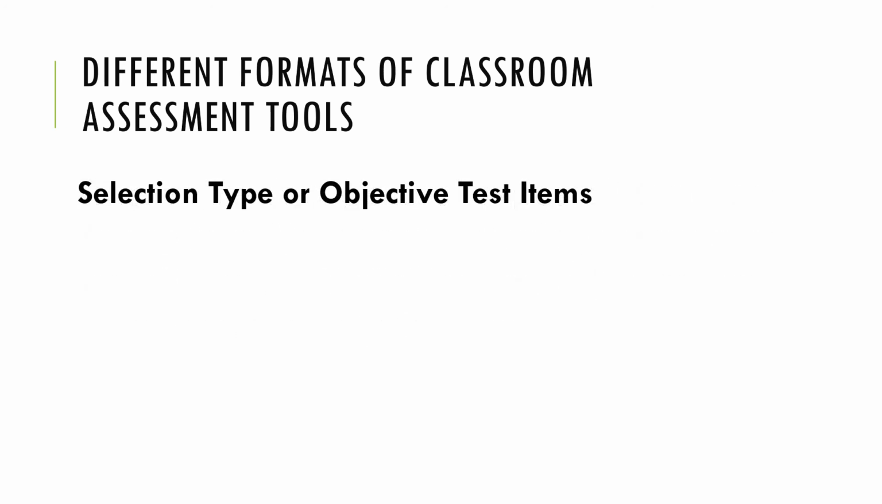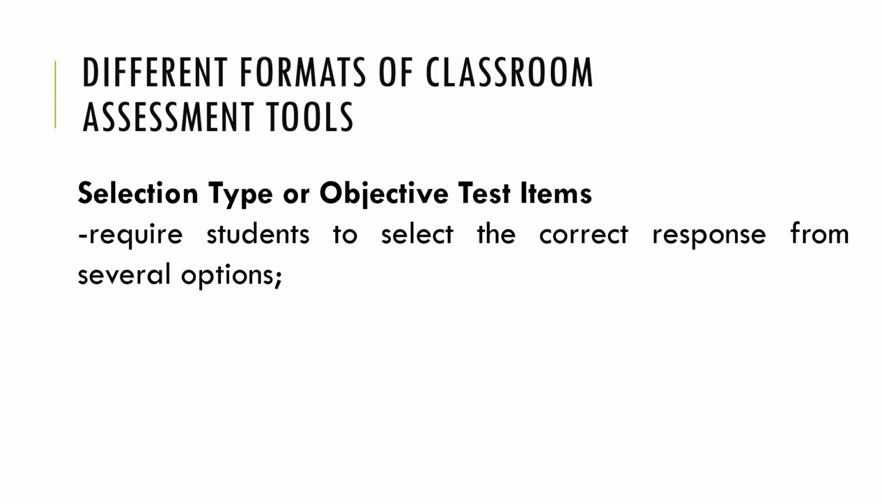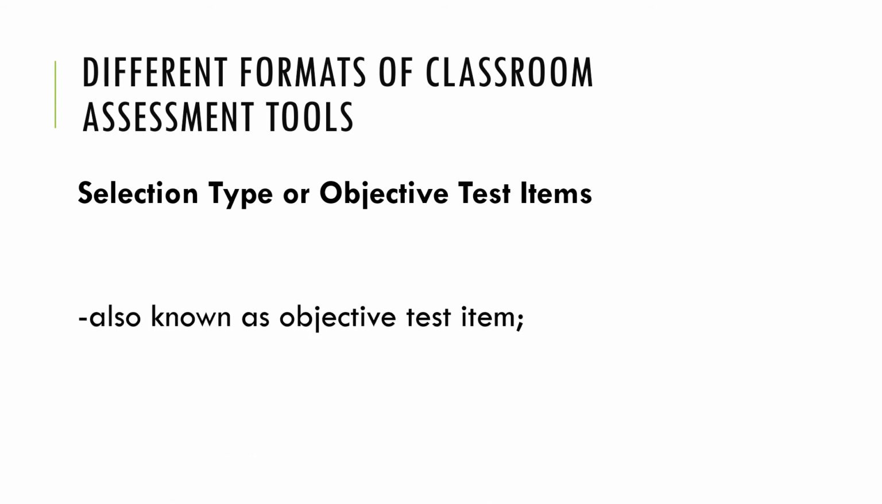Okay, so when we say selection type, also known as objective test items, don't forget the objective test na discuss natin kanina. It requires students to select the correct response from several options. Meaning to say, when we say selection type, meron lang isang tamang sagot. May pipiliin dapat na tamang sagot. Ay, sorry, hindi talaga isang tamang sagot. Meaning to say lang, pag sinasabing selection type or objective test items, meron dapat pipiliing tamang sagot.